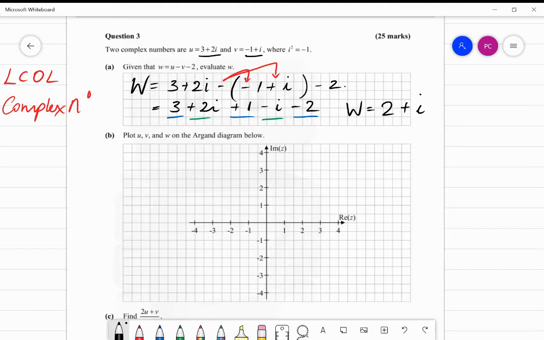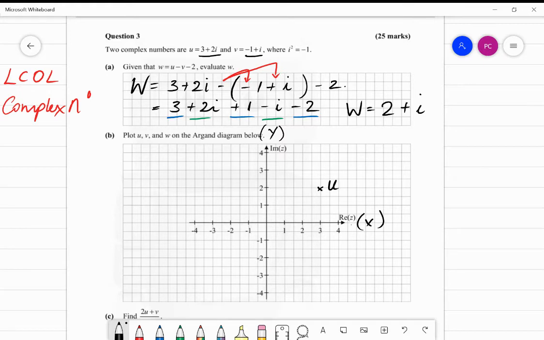Part B, plot U, V and W on an Argand diagram. Argand diagram is just an axis, but for complex numbers they call it an Argand diagram. This is your real axis, which would commonly be called your x-axis, and your imaginary axis is what would commonly be called your y-axis. So let's plot U. U is 3. We go 3 here and up 2, and we put a wee U there.